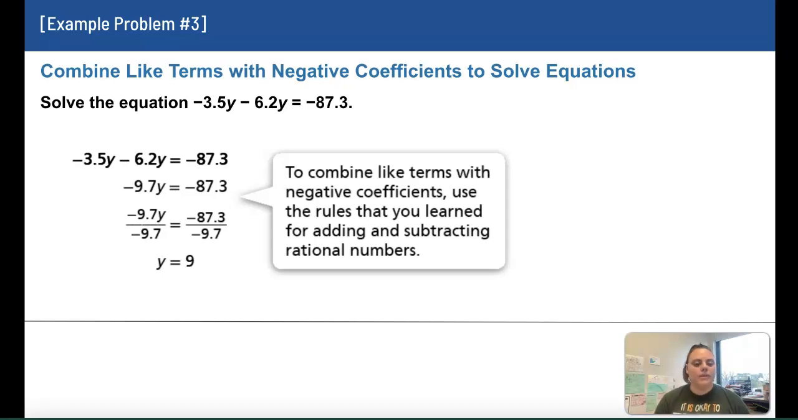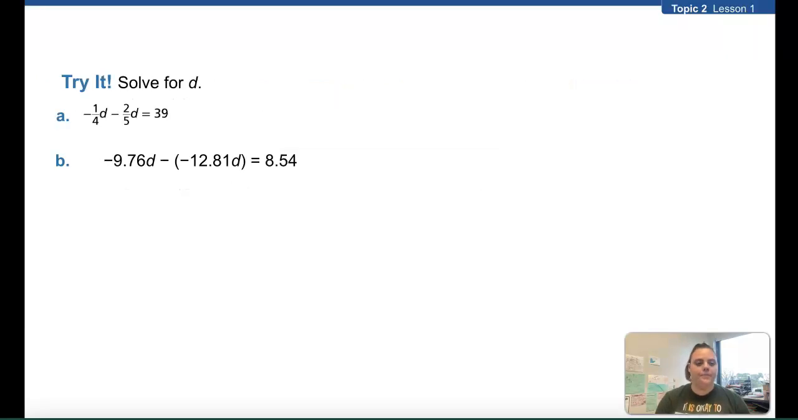Now we can do like we've been doing and simply divide over. Divide everything by negative 9.7. On the right-hand side, you see we have a negative divided by a negative, so our answer is going to be positive. 87.3 divided by 9.7. Put it into your calculator, not trying to do this in your head, and you get 9. So again, combine the like terms, and then do the one opposite operation you need to do here.